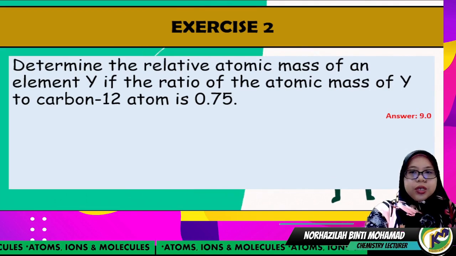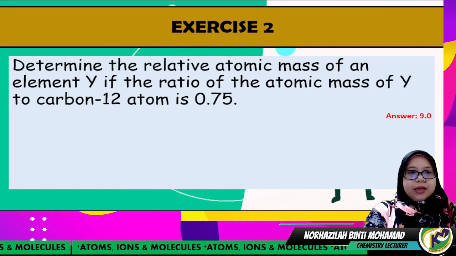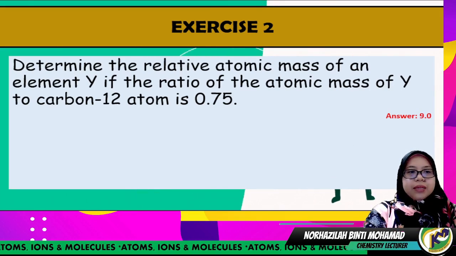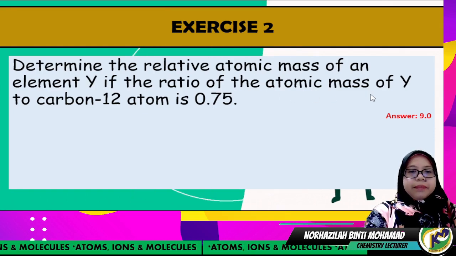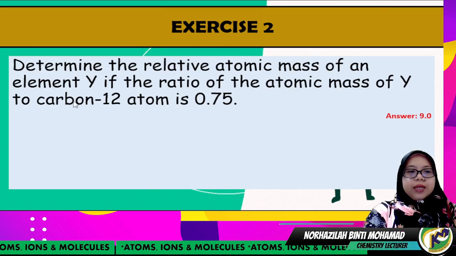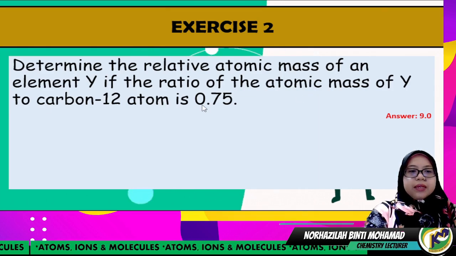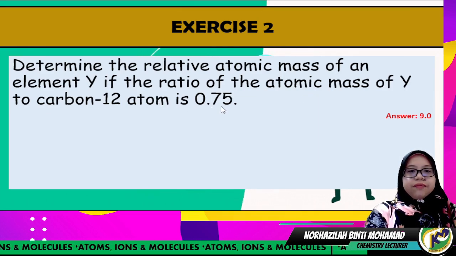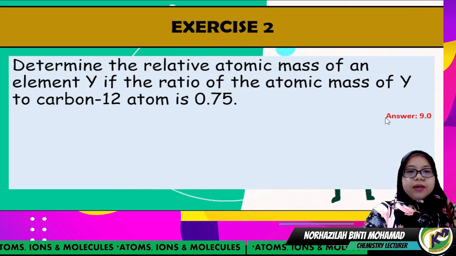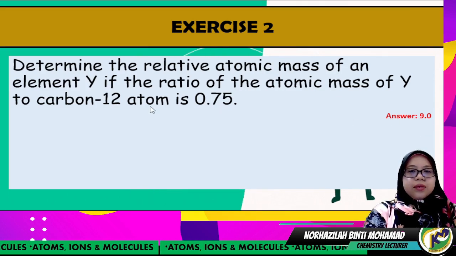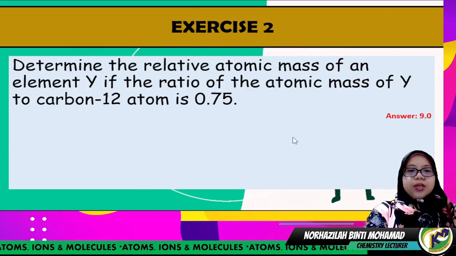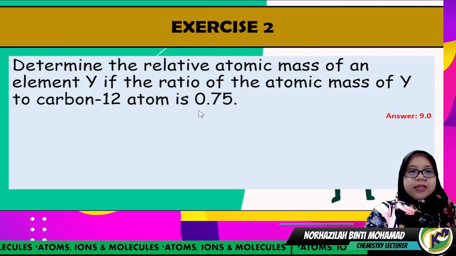Okay, second question. Determine the relative atomic mass of an element Y if the ratio of the atomic mass of Y to carbon-12 atom is 0.75. Okay, I have given you the final answer, which means that your job is just to show the calculation to get the final answer.